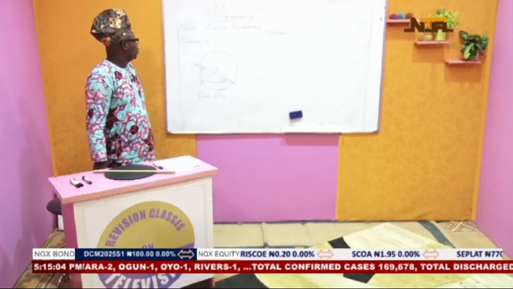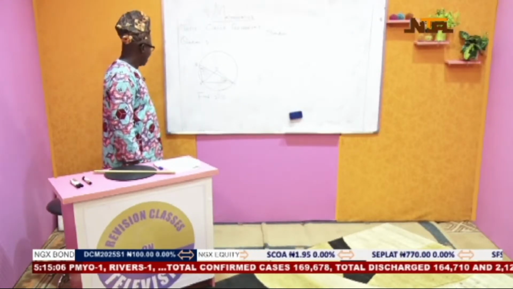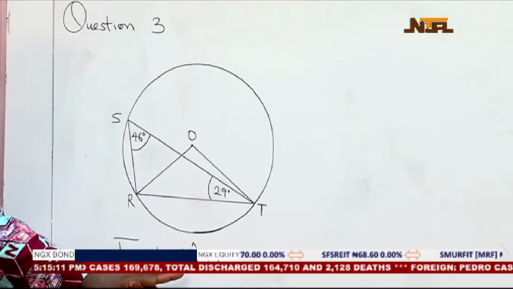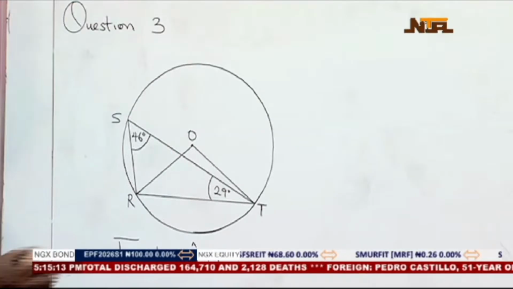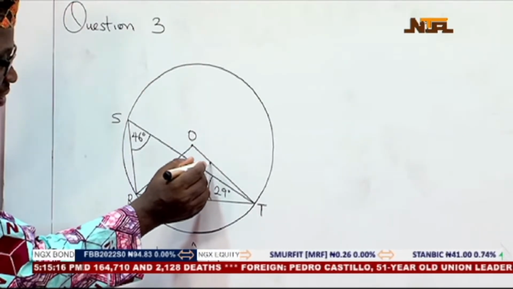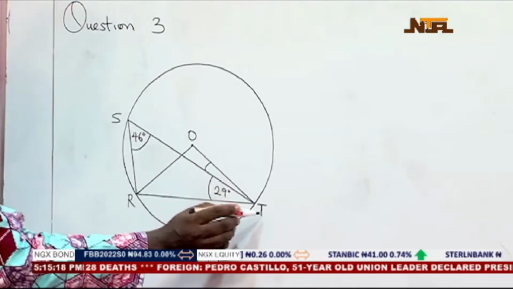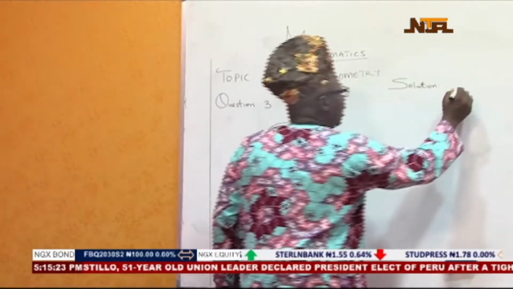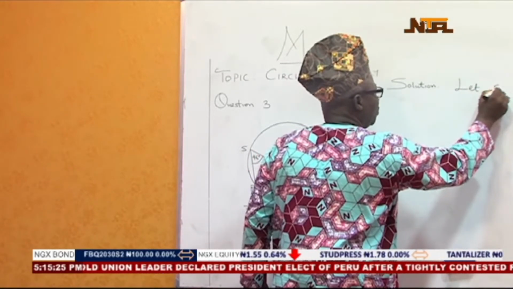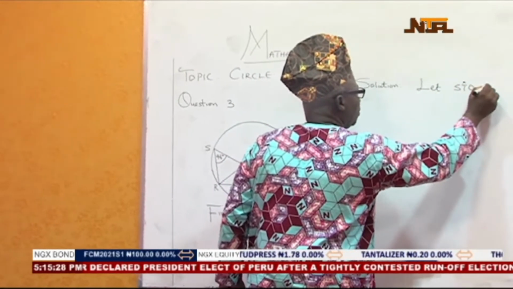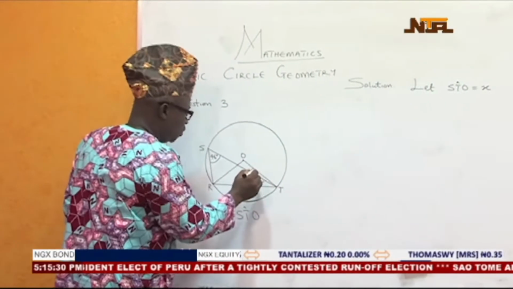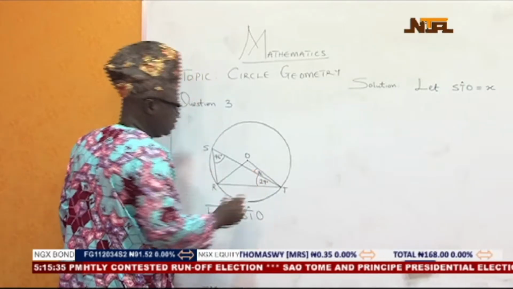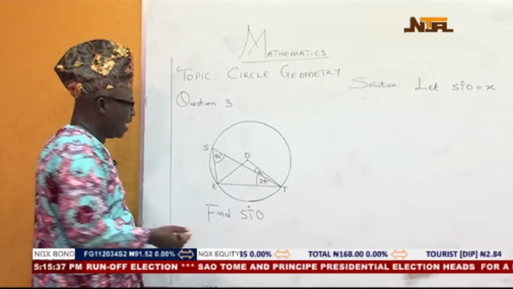Now moving on to question number 3, we have the diagram, and in this diagram we are required to find the angle STO. STO, that is the angle we are looking for. Now I can say let angle STO be X. So I'll write X in that region. So we are looking for that angle.